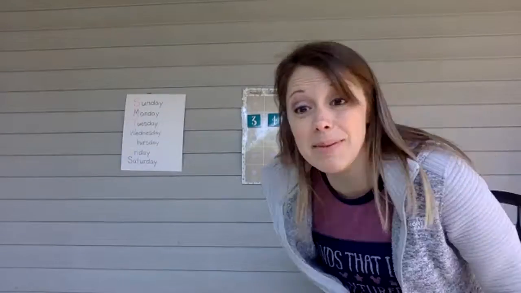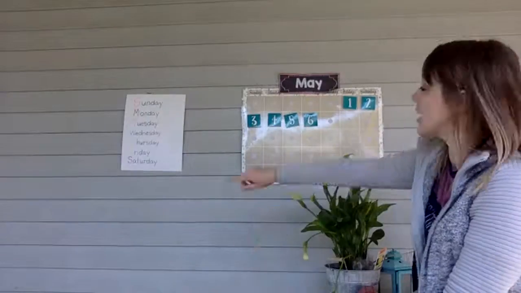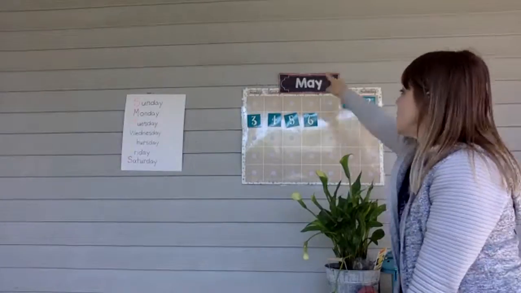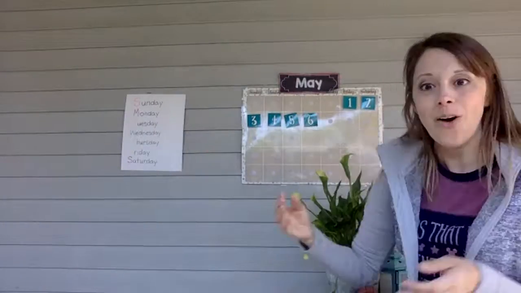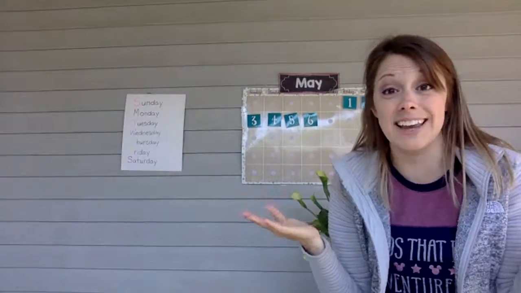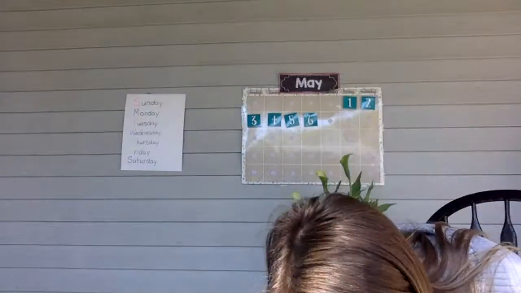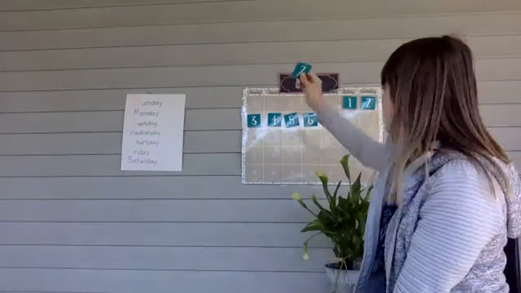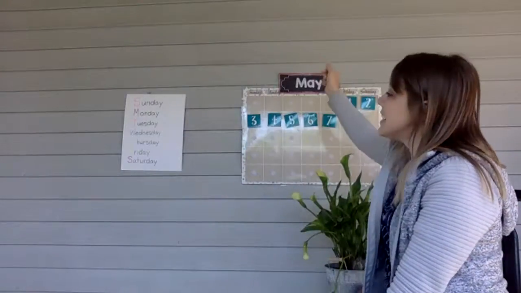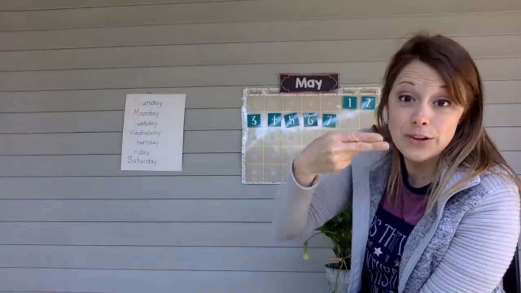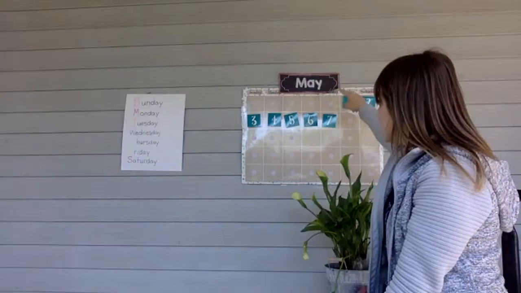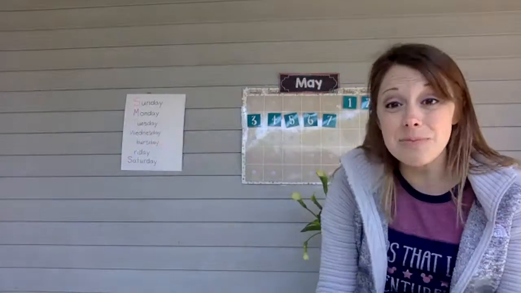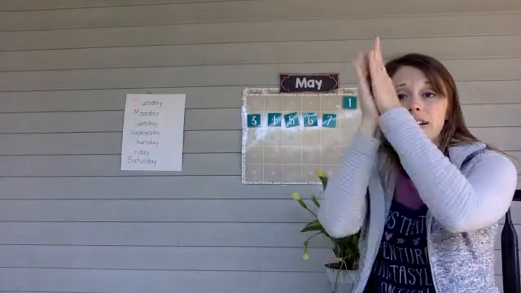Okay, so now that we know that it's Thursday and that it's May, let's see what the date is. Can you count with me? Let's count together. Here we go. Ready? 1, 2, 3, 4, 5, 6. What comes after 6? It's 7. You're right. All right, so let's go ahead and put that 7 up there. It is Thursday, May 7th. If you said that with me, give yourself a round of applause. Woo!